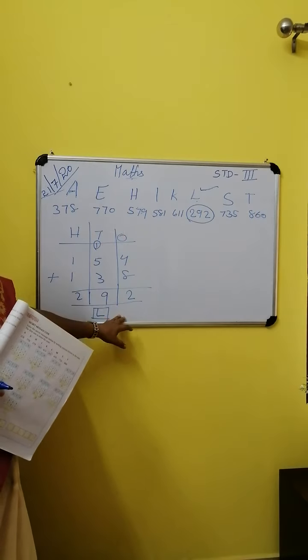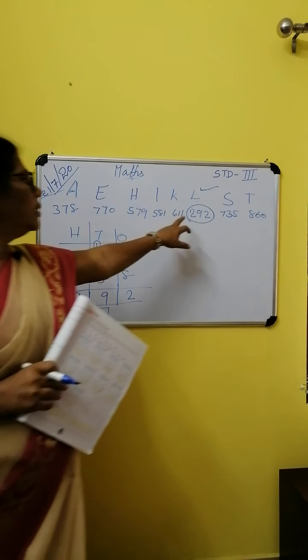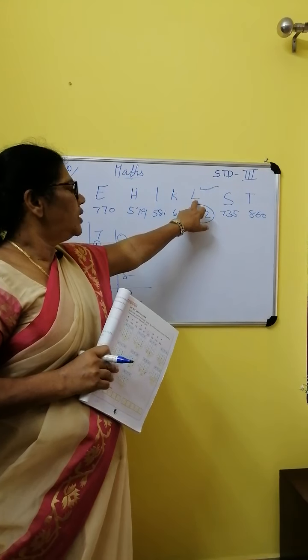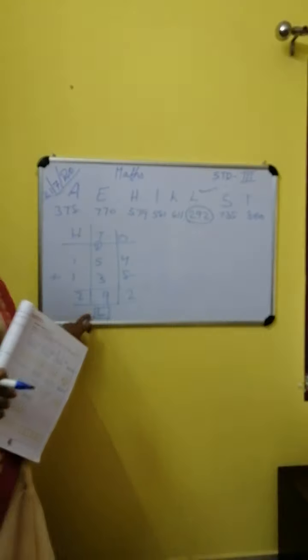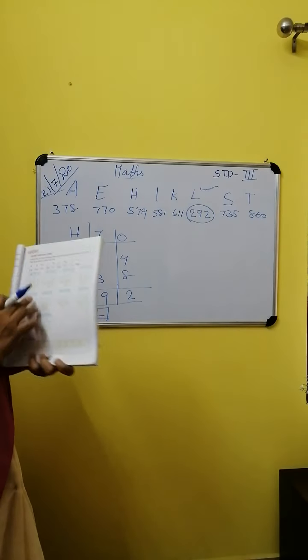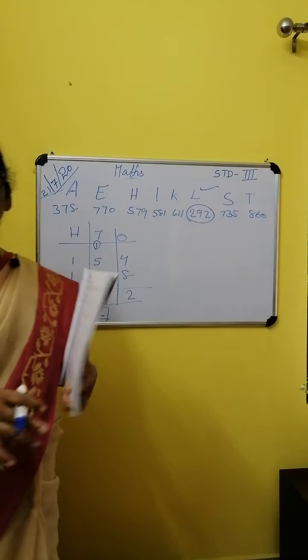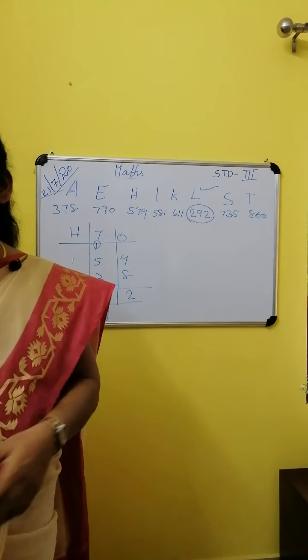You add all these numbers, then circle that number. What is the letter above? That letter you write in this column. Like that everything you find out. Okay. Everything you do very well.